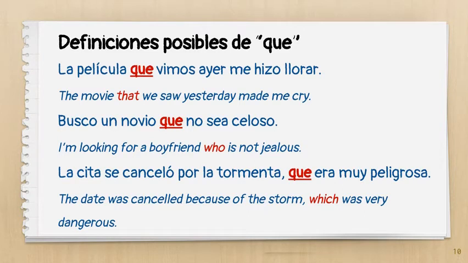So notice that que can mean that, who, or which, and in every single one of these sentence structures, we have some kind of antecedent or noun that we're describing towards the beginning of our sentence. Then we use a relative pronoun, and then there's some kind of phrase that describes that antecedent later on.